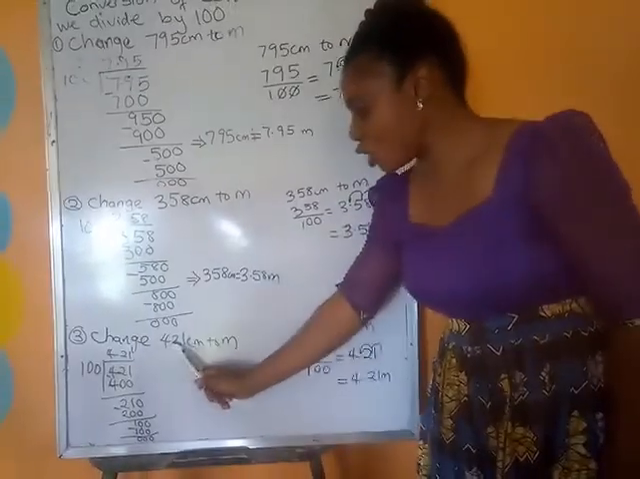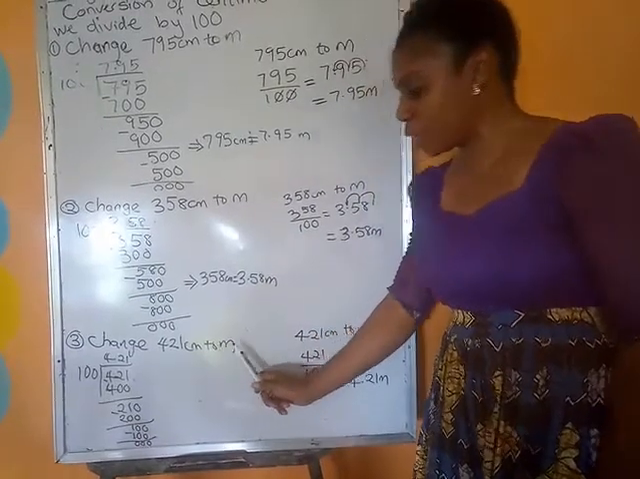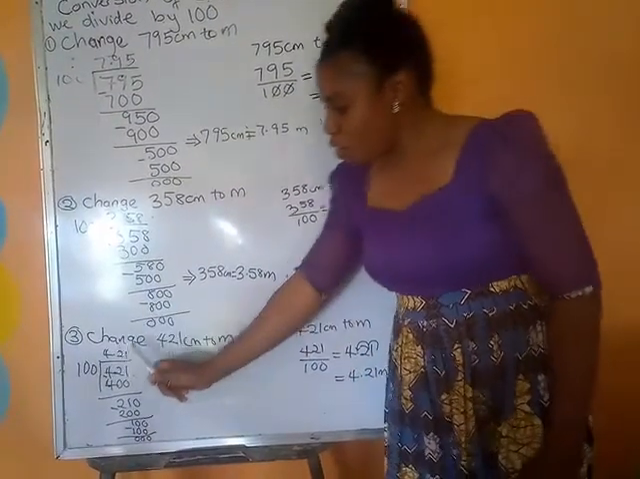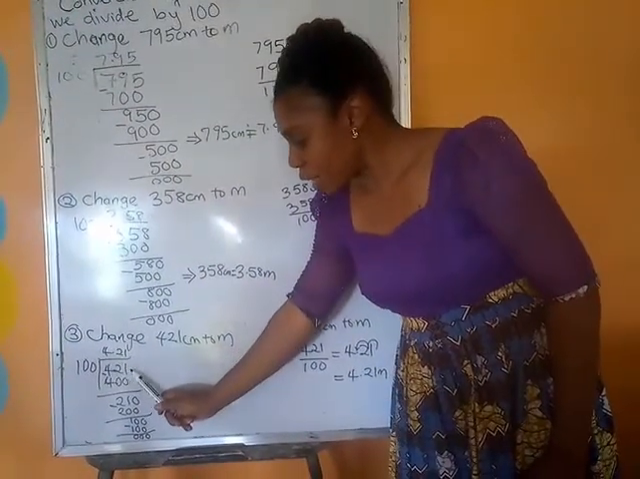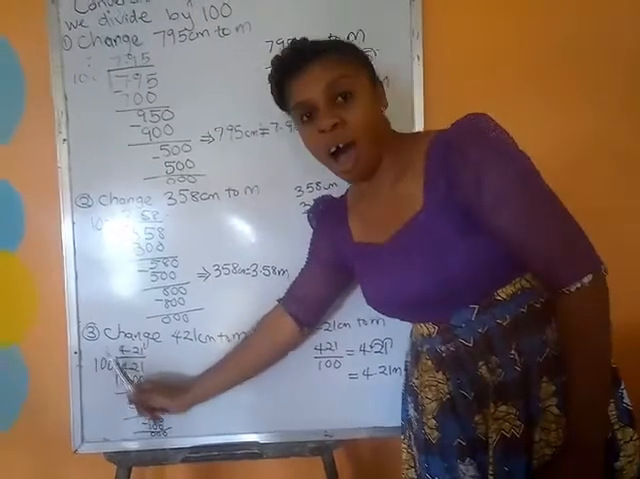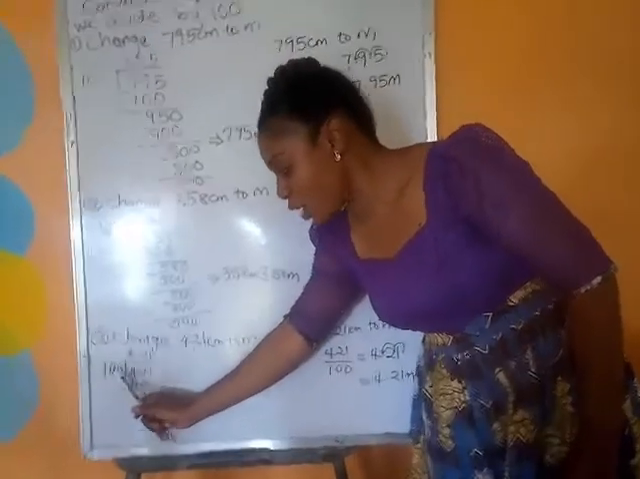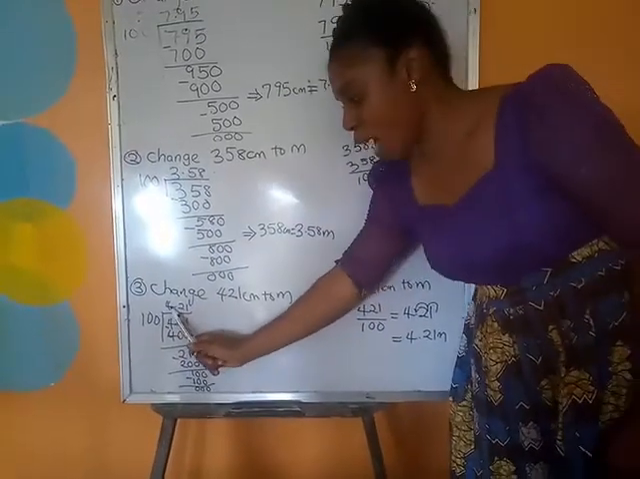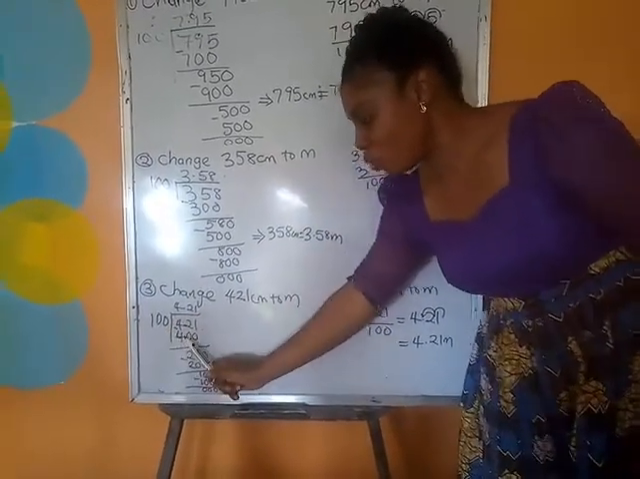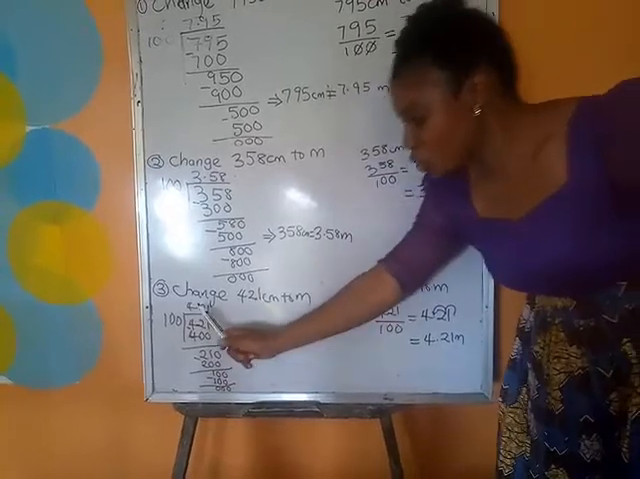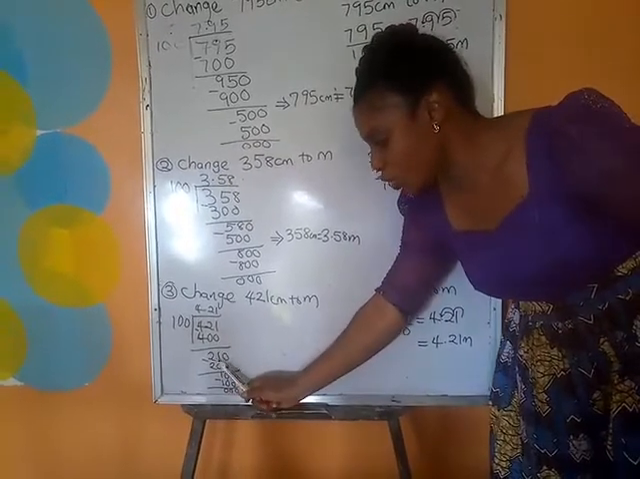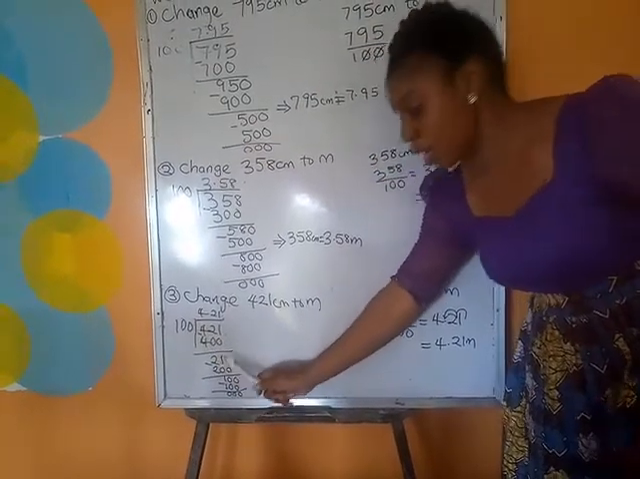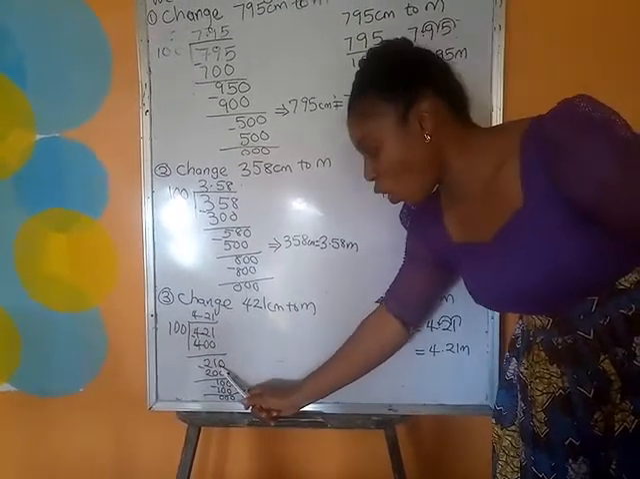Now the last example we are giving: change 421 centimeter to meters. How do we do that? 421 centimeter, you divide by 100. When you divide by 100, how many times will 100 go into 421? 4 times. 4 times 100, you get 400. Now you subtract and bring down your 21. Can 100 go into 21? It's not possible. You need to add your 0.